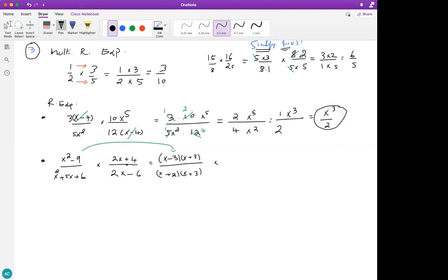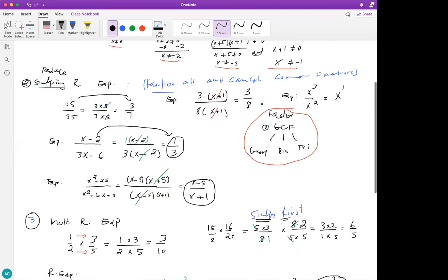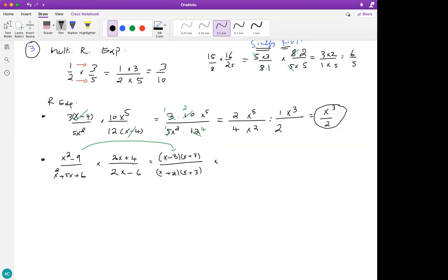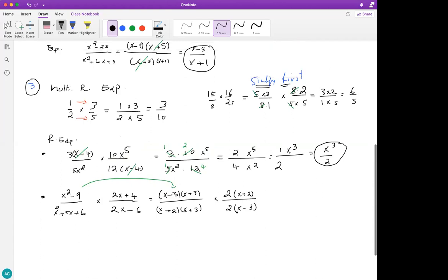I'm going to take the second one and do the same thing. How do you factor this? Again, always start with the GCF. 2x plus 2. What's the common factor here? 2. And times x plus 2? That's right, x plus 2. Over, what's the common factor here? 2. And x minus 3. That's right, minus 3. So that's good. So the stage is basically like this.